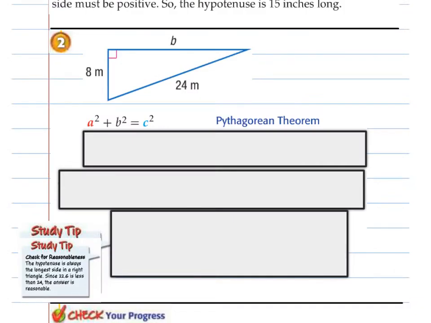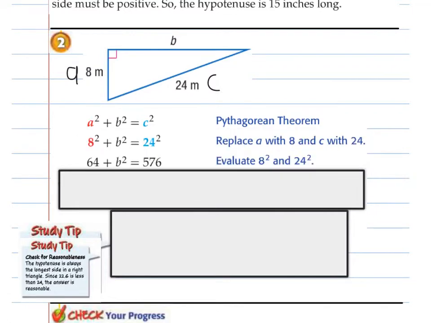So let's try another example. In this one, we are looking for b, one of the legs, and we know what the hypotenuse is. So first off, I'm just going to go through and label a, b, c, so I know what I'm going to fill in where. Our Pythagorean theorem, again, is a squared plus b squared equals c squared.